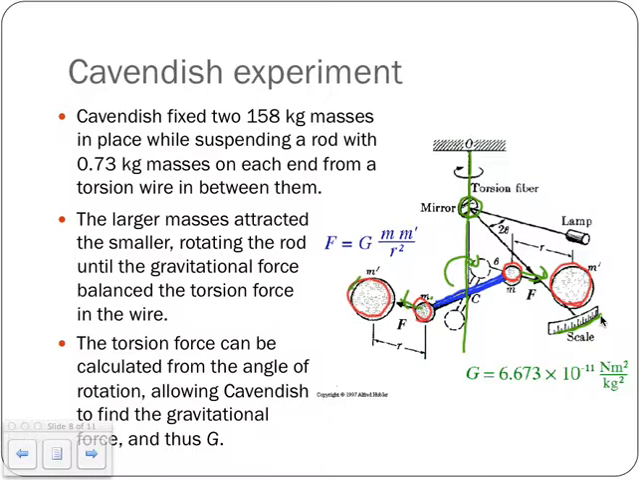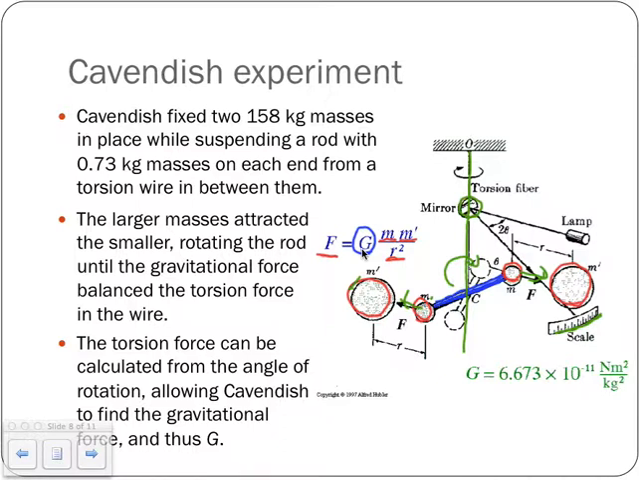So let's take a look at this. If he knows what the gravitational force is by measuring his torsion, and he knows the mass of his large masses, and he knows the mass of his small masses, and he knows what the distance between their centers is, then he can solve for his missing piece, which is that gravitational constant. And in doing so, he was able to get a value which was within, I think, like 1.5% of our modern understanding of G. And so this is the first time that we were able to actually make a solid measurement on that.